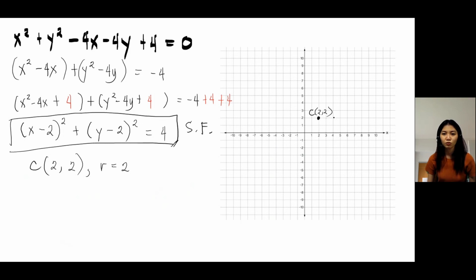And radius is 2, count 2 units. From the center, 1, 2. Again, from the center, count 2 units. And from the center, count another 2 units. And just connect. And this will be the graph of the circle with an equation of x squared plus y squared minus 4x minus 4y plus 4 is equal to 0. Again, don't forget the label from this point, from the center, to any point on the circle, that will be the radius, which is equal to 2.